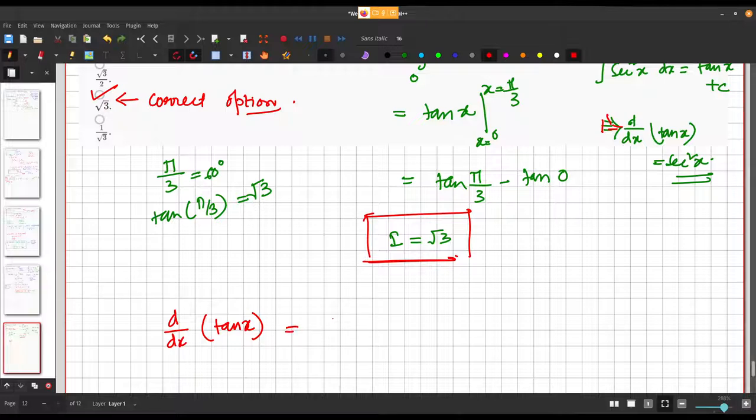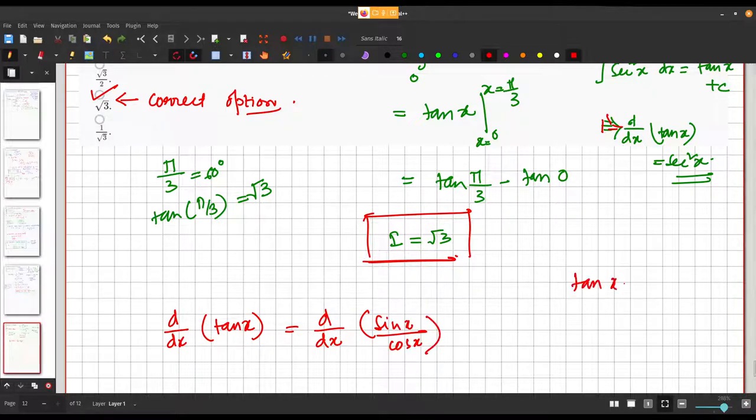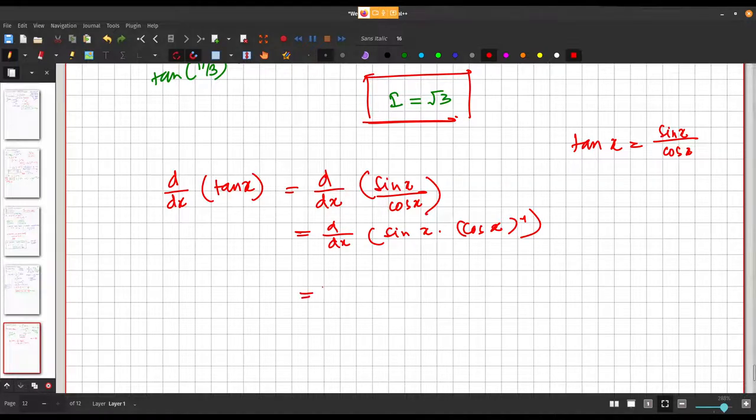The derivative of tan x, we can write as d/dx of sin x times cos x inverse, or we can simply write tan x as sin x by cos x, and use the chain rule here by writing it as sin x times cos x inverse. Then this will become sin x times cos x to the power minus 2.